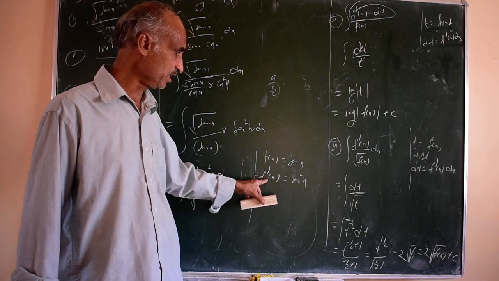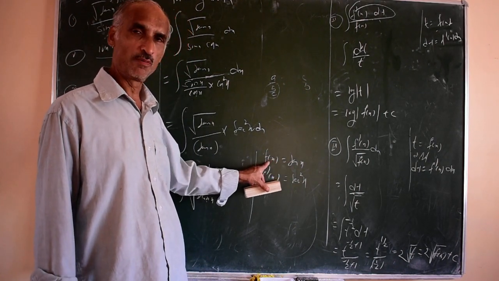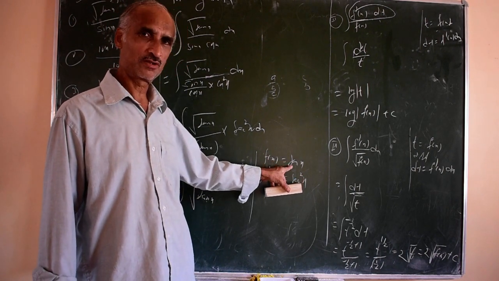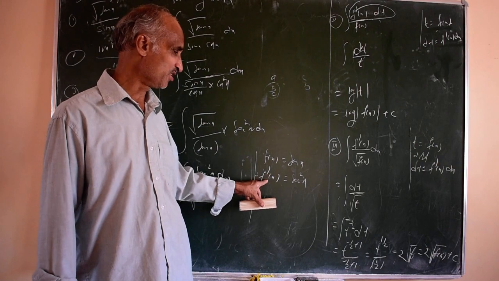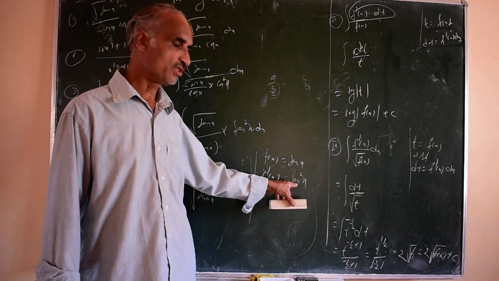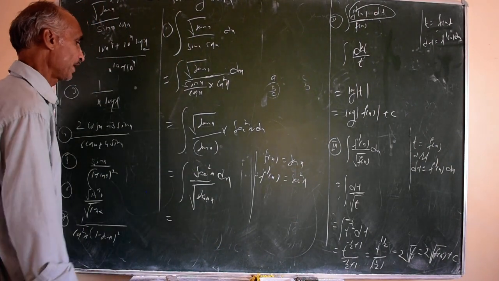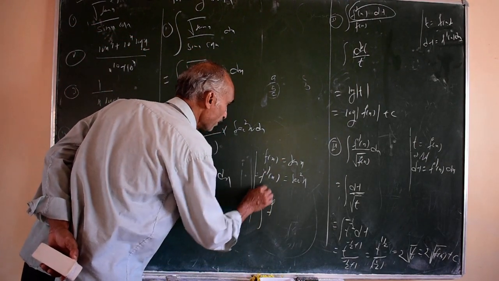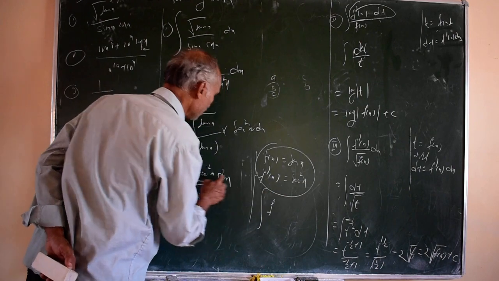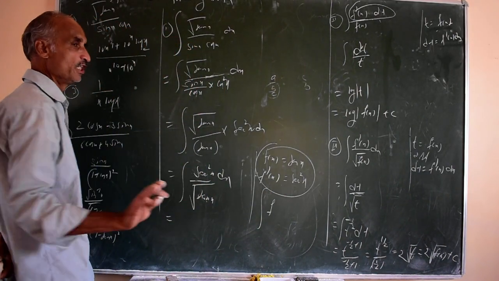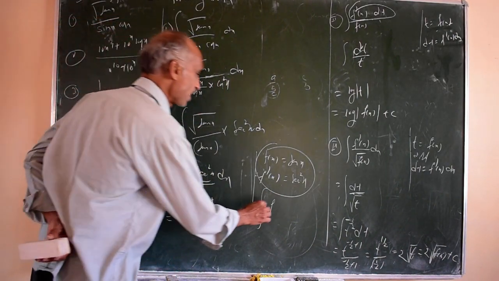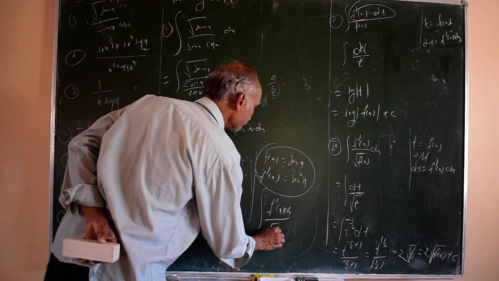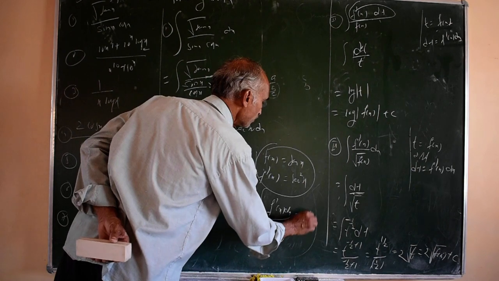Differentiating on both sides with respect to x: d by dx of f of x is equal to d by dx of tan x. F of x differentiation is f dash of x, and tan x differentiation is sec square x. Now it is exactly in the form of the integration of f dash of x dx upon root f of x, which is equal to 2 root f of x.